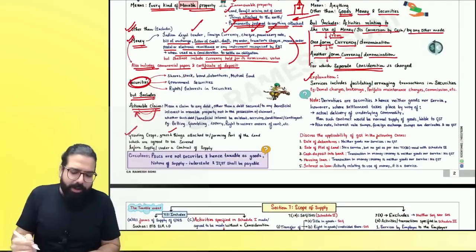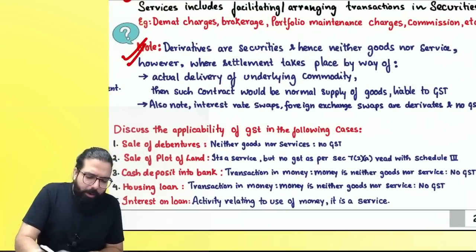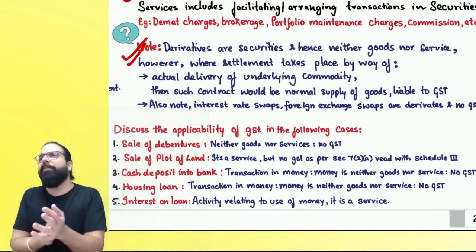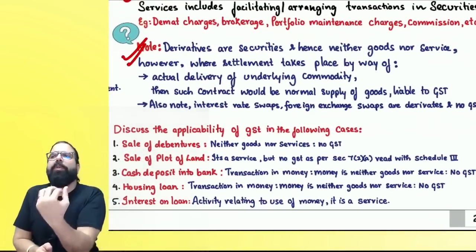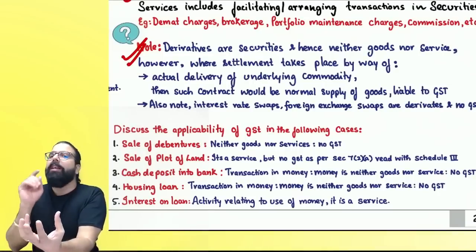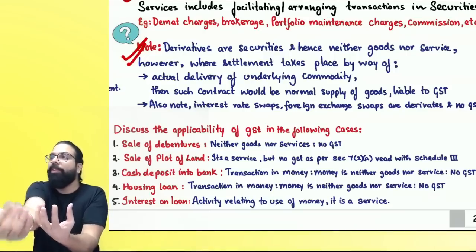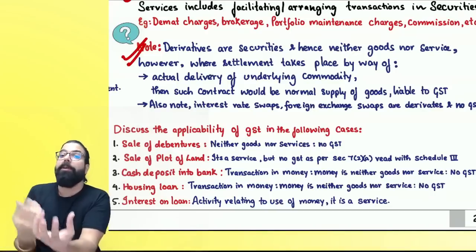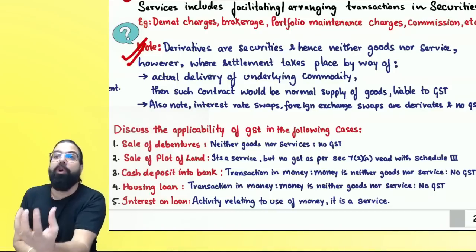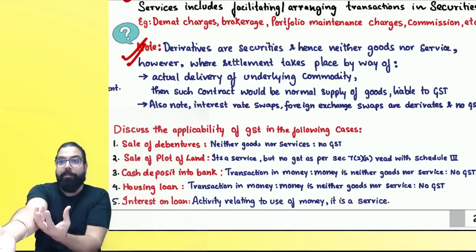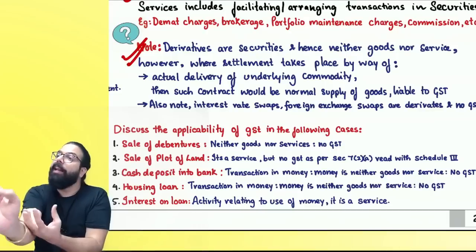Can we go ahead, everyone? Here I've written one line about derivatives. I'll tell you simply about derivatives. A derivative is something which derives its value from the underlying asset. Now, when the derivative contract ends and you actually transfer the asset, which is goods, to someone else. For example, the derivative was deriving its value from gold, and you actually transferred the gold at the end of the contract, then it's a supply of goods.